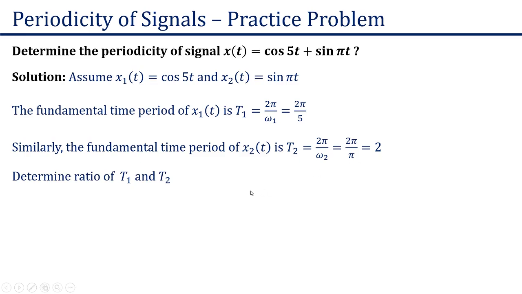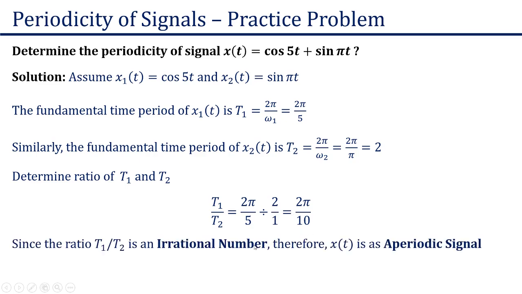Now to determine the periodicity of the signal, we need to know the ratio of T1 and T2, which is equal to 2π upon 5 divided by 2 by 1, which is equal to 2π upon 10. Since this is an irrational number, therefore the signal x(t) is an aperiodic signal.